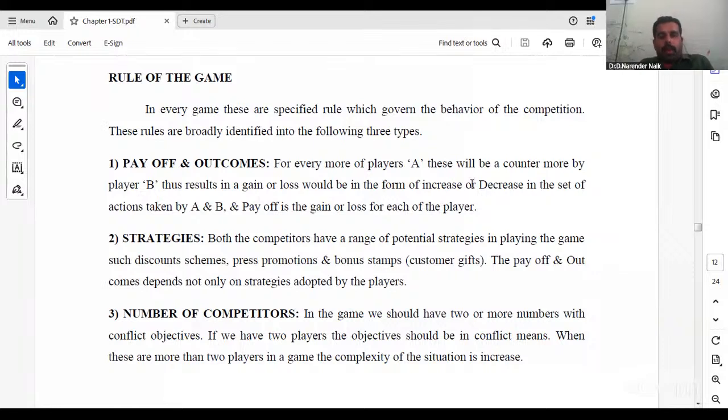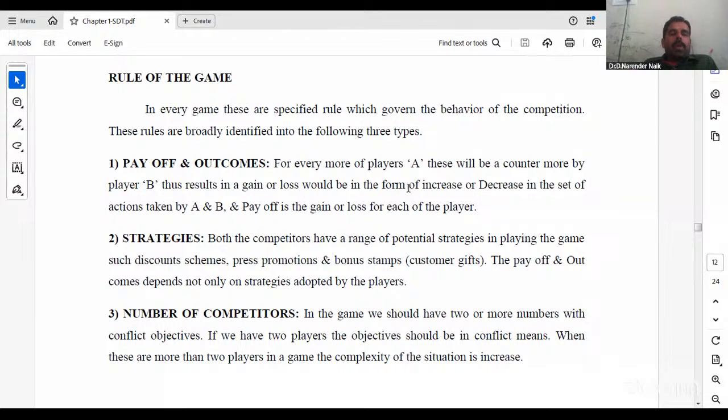Okay. So for payoff and outcomes, for every move of player A, there will be a counter move by player B. Thus, the results in a gain or loss would be in the form of increase or decrease in the set of actions taken by A and B, and payoff is the gain or loss for each of the players. The strategies: both the competitors have a range of potential strategies in playing the game, such as discount schemes, price promotions, bonus stamps, customer gifts. Payoff and outcomes depend not only on strategies adopted by the player.